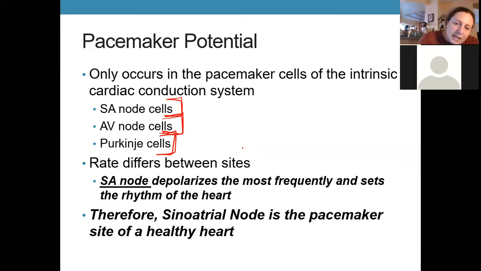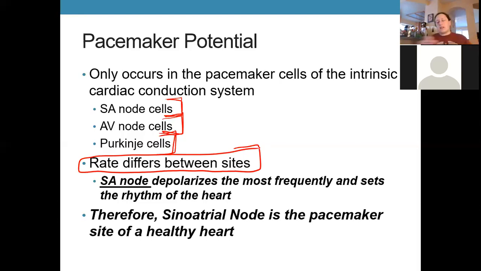Now, the rate of spontaneous depolarization differs between the sites. And the rule is that whoever depolarizes first spreads the signal and depolarizes everybody. So the fastest one sets the actual pace, and in a healthy heart, that is going to be the sinoatrial node. Because the sinoatrial node is the fastest to spontaneously depolarize, it sets the pace. The only time that these other cells ever get to spontaneously depolarize to threshold is if the SA node is sick. In that case, they will take over, but they're slower, so your heart won't beat quite as fast as it should.